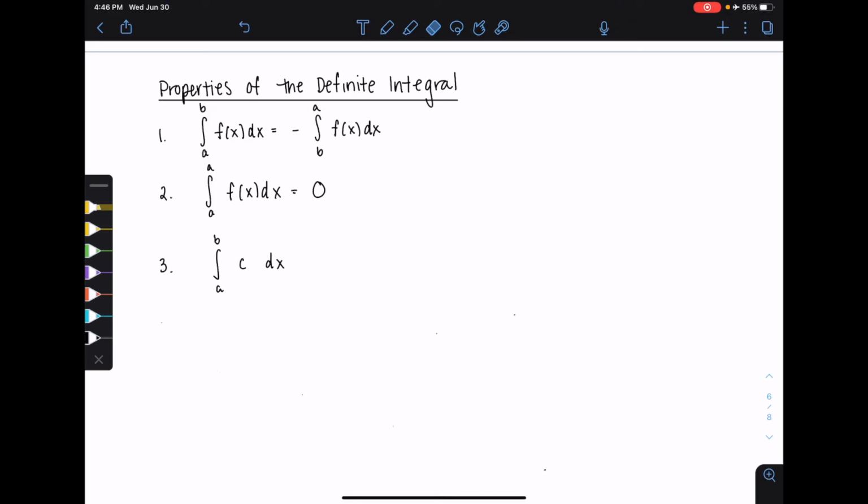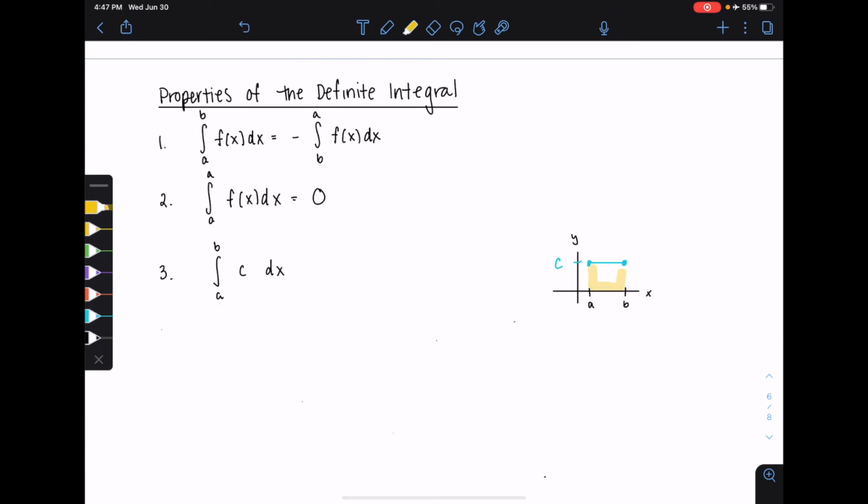If I find the area from A to B of a constant C, we can go ahead and draw a little picture over here. You have a constant function C from A to B. You're really just creating a rectangle. The height of this rectangle is exactly C, and the width is B minus A. So the area under a constant function is going to be C times the length of the interval, B minus A.